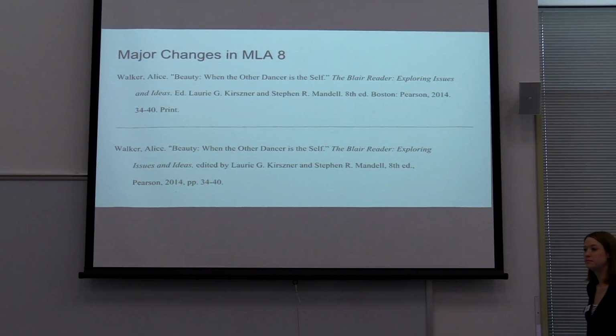So usually the first thing we start out with is, what usually goes first in a citation? Well, if you have an author, that goes first. If you don't, then you start with the title. So what differences do you see in these examples for 7th and 8th edition? The editor and edited and the punctuation.